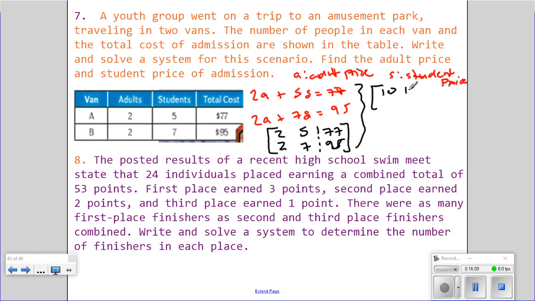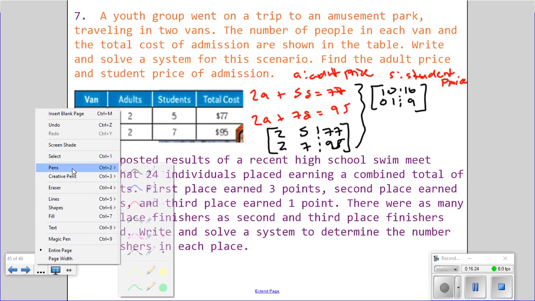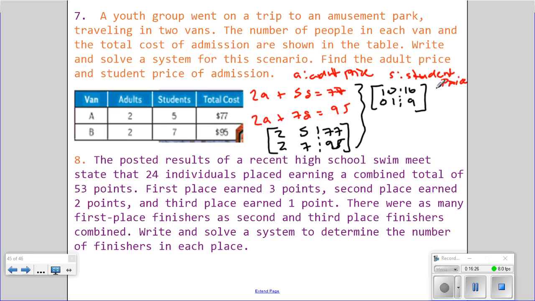One, 016, and 019. So again, as long as A always came first and S always came second, that is still true in your output. A is first and S is second. So what this is saying is A is equal to 16. And what did A represent? Adult price. So that means each adult ticket is $16.